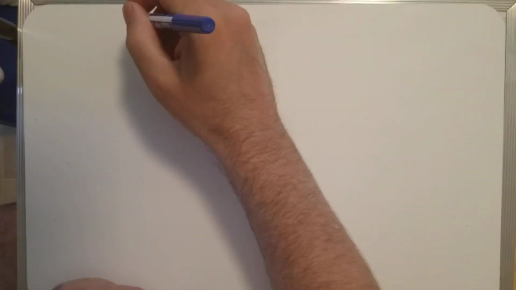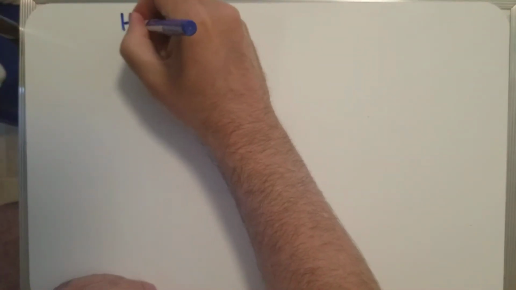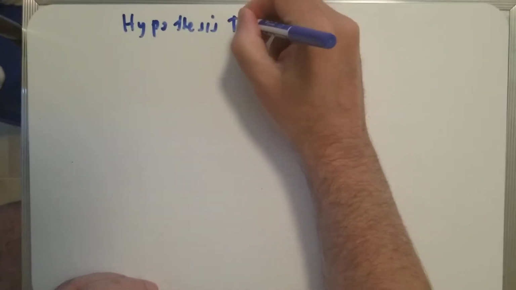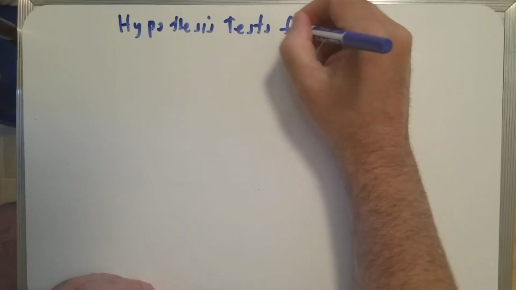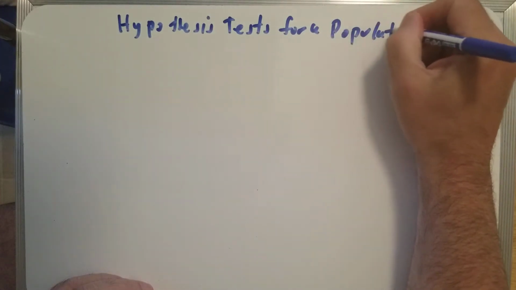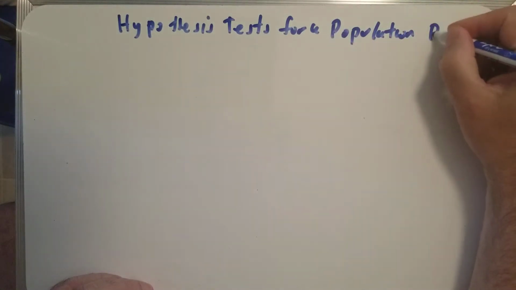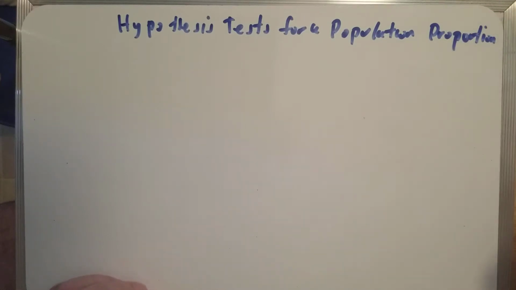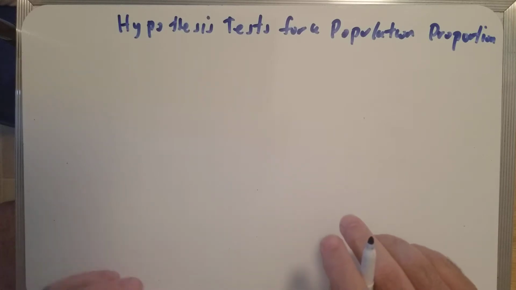I want to do a couple of examples of hypothesis tests for a population proportion. And normally I'd go into a lengthy math major discussion about this, but I'm going to stick to an example and just what you need to know to do the homework.